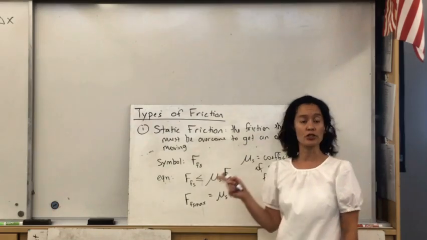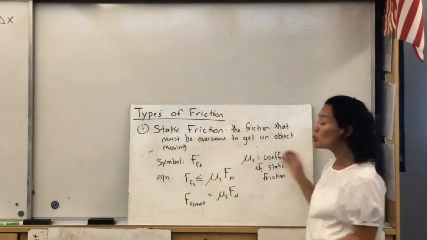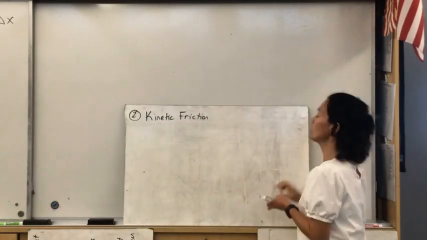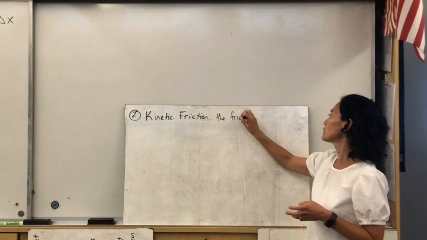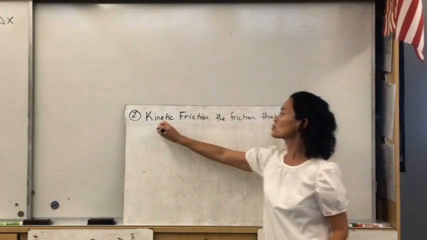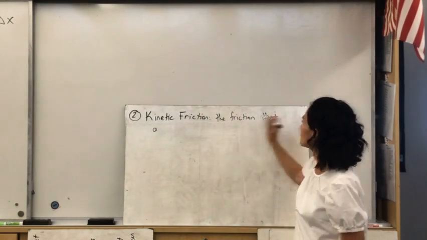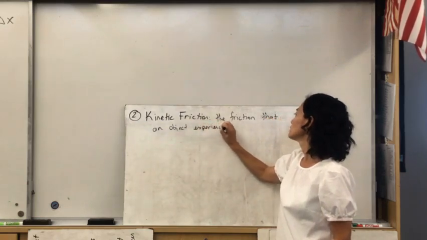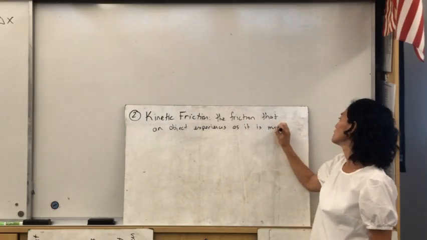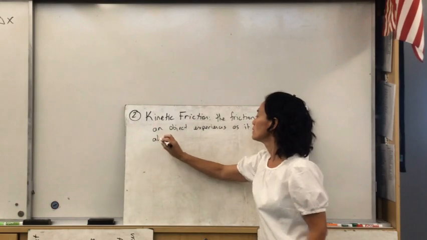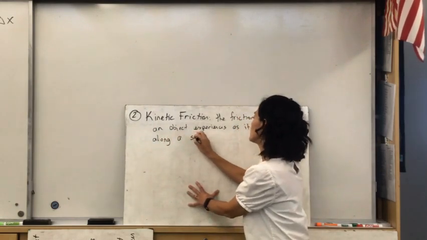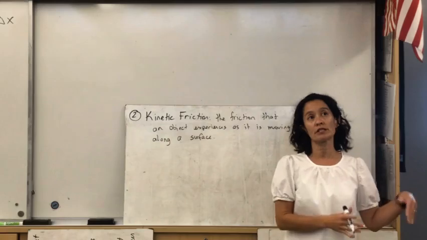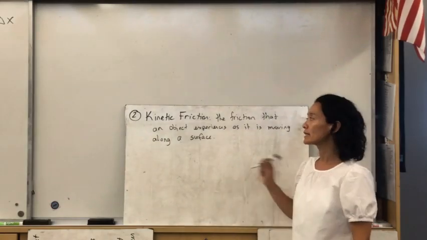So that's static friction. That's the friction you have to overcome just to get the object moving. Once you're moving, you are working against kinetic friction. This is the friction that an object experiences as it is moving along the surface. So this is the idea that we've overcome that maximum static friction value. The object is now moving along the surface. Now it is working against kinetic friction.